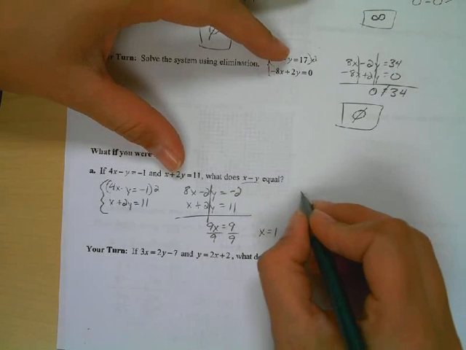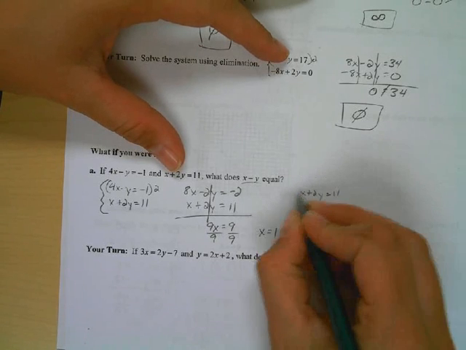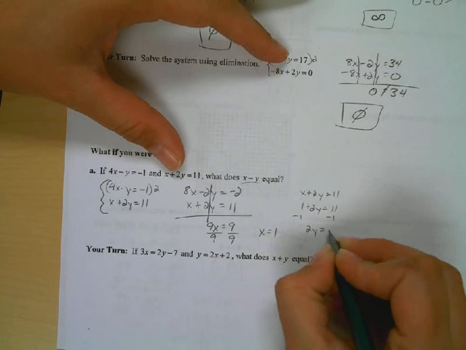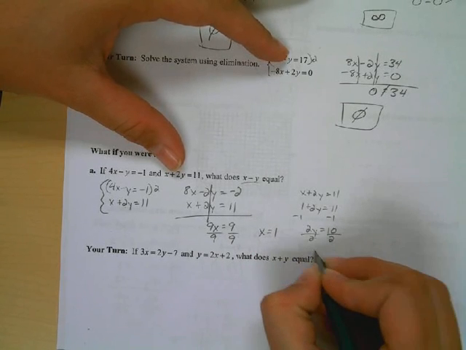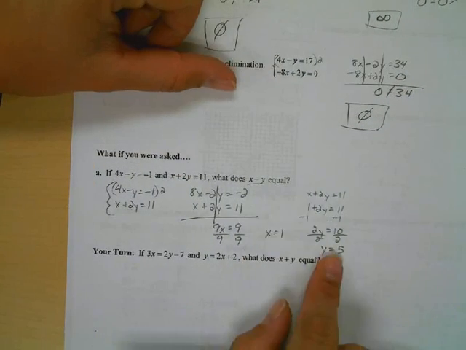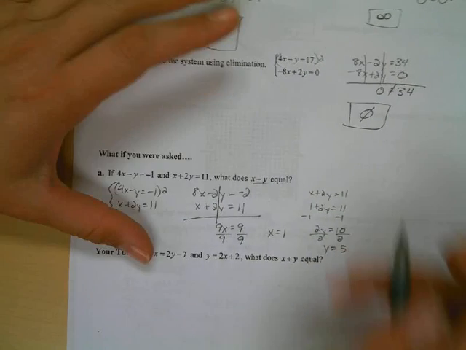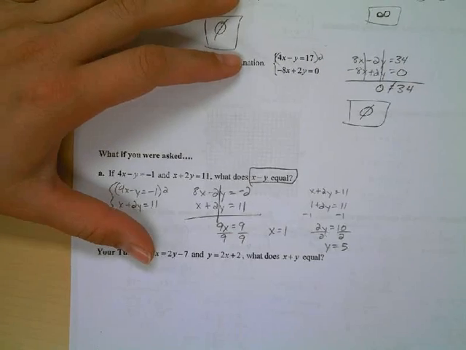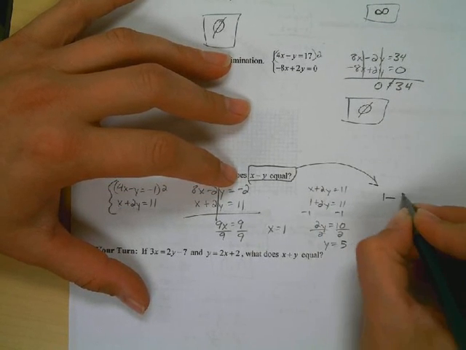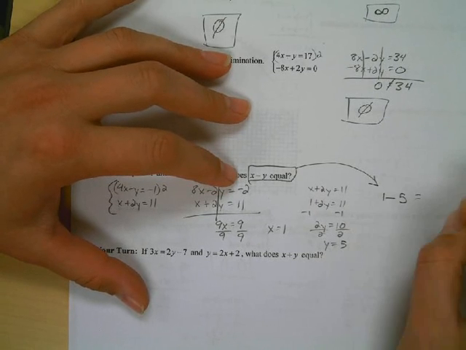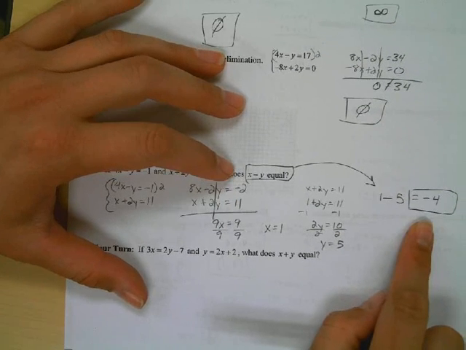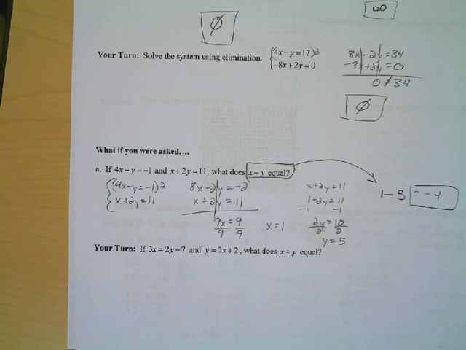I'm going to use the x plus 2y equals 11. 1 plus 2y equals 11. Subtract 1. 2y is equal to 10, which means that y is equal to 5. So when x is 1, y is 5. But that's not my answer. They want to know, what does x minus y equal? Well, that would be 1 minus 5, which would equal negative 4. So x minus y is equal to negative 4. That's my actual answer. You've got to look at what they're actually asking for.